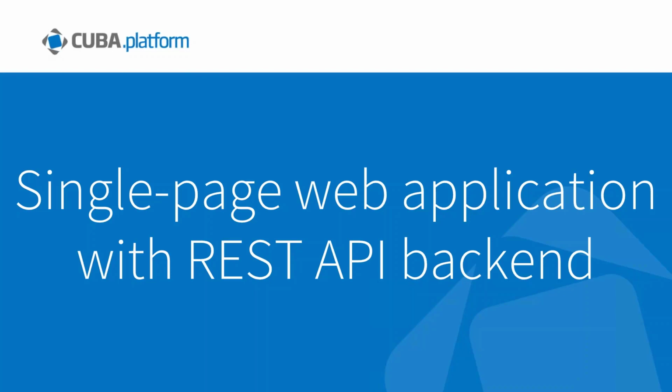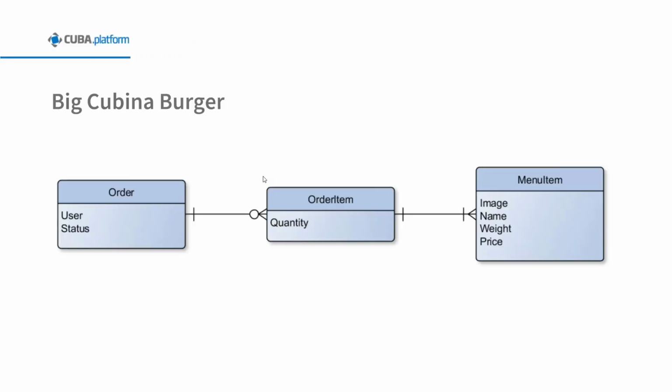Let's have a look at the data model of our application. The main entities of the model are order, order item, and menu item. The order entity has status represented by the order status enumeration, reference to a user who made the order, and a list of order items. The order item entity contains quantity of ordered menu items. The menu item entity has image, name, date, and price fields.